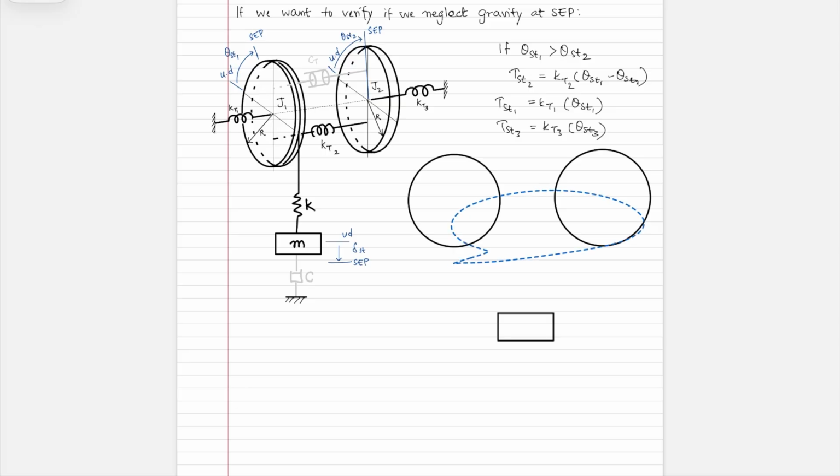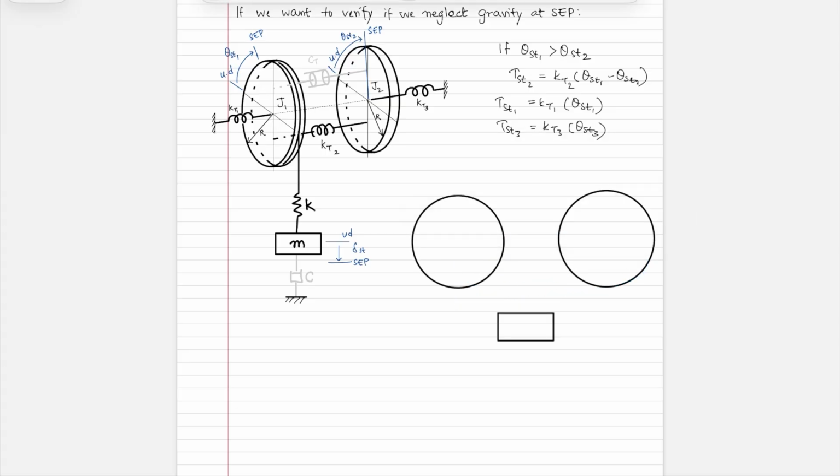Then we have the force Fs, which is going to counteract gravity, but effectively is going to be equal to k times r theta st1 minus delta st. Okay, so we have the magnitude of all the restoring forces and torques. We can now sketch the directions.